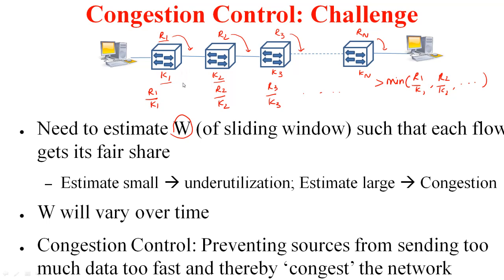Now, how does one estimate W so that you get this particular number? Now, if your estimate is small, you're going to underutilize. In other words, you're not making use of all the available bandwidth.